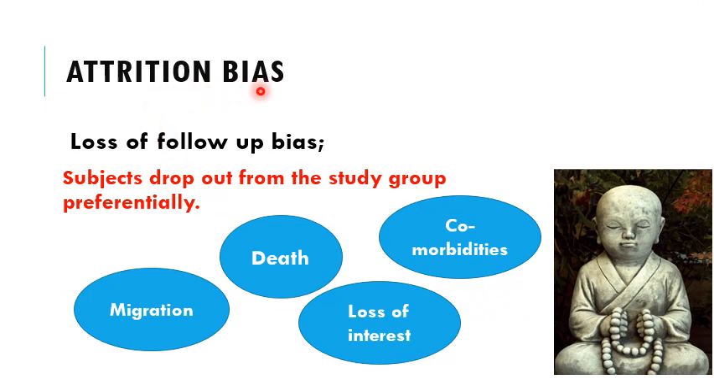Attrition bias we have already discussed in previous videos also. If we plan a study, there is loss of follow-up, like subjects drop out from the study. Either there might be some deaths or some migrations or loss of interest, or there occur some comorbidities and patients jump from the inclusion criteria to exclusion. So we have to exclude those patients. That is why we have to select the sample size keeping in mind the loss of follow-up cases.